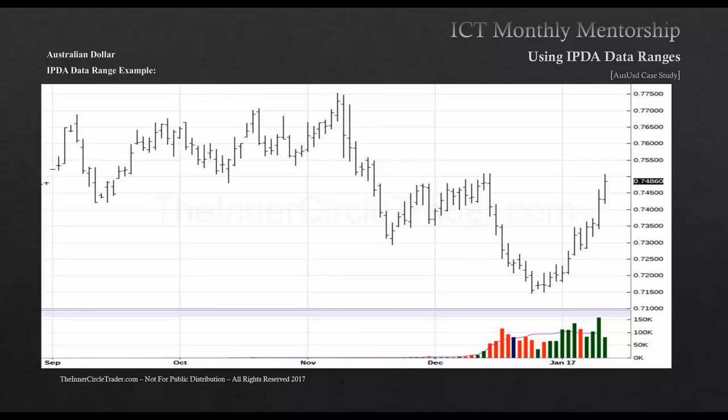Start whatever time point you're looking at. Like right now, let's assume we sat down at the charts right now, and this would be the first day we're looking at Australian dollar. We're a brand new trader, brand new to the concept. We're sitting down. How would we go about looking at where the IPDA data ranges are?